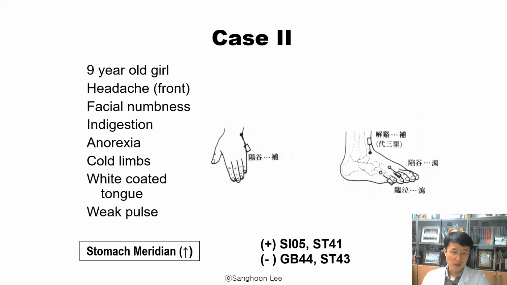And white coated tongue and weak pulse show she is in deficiency syndrome, not in excess syndrome, because weak pulse and white coated tongue are more often in deficiency syndrome. So, tonifying the stomach meridian, the formula is tonifying small intestine 5 and stomach 41, and reducing gallbladder 44, stomach 43. So you can see the acupuncture points in this picture.